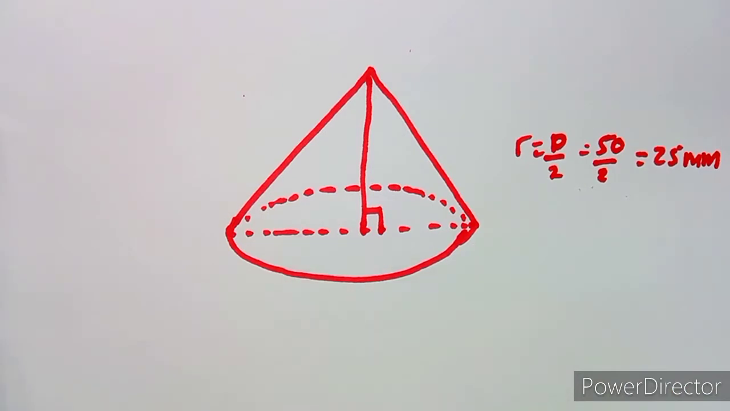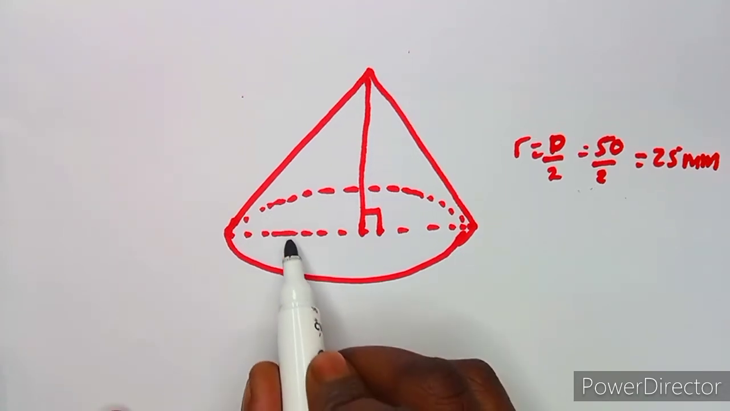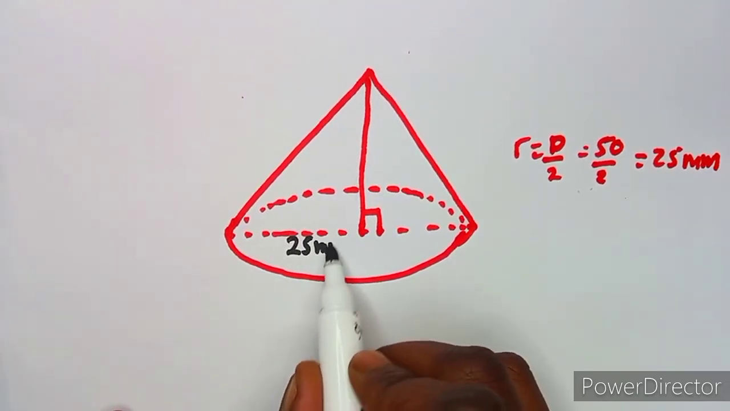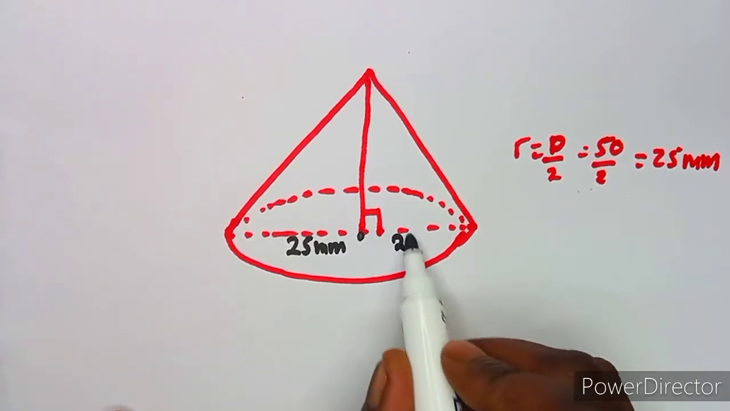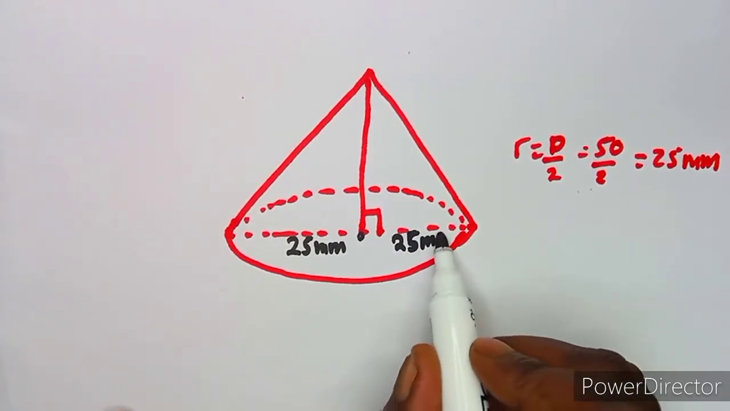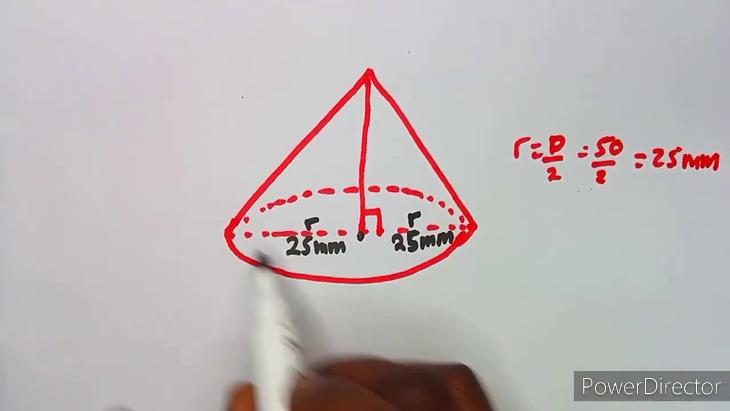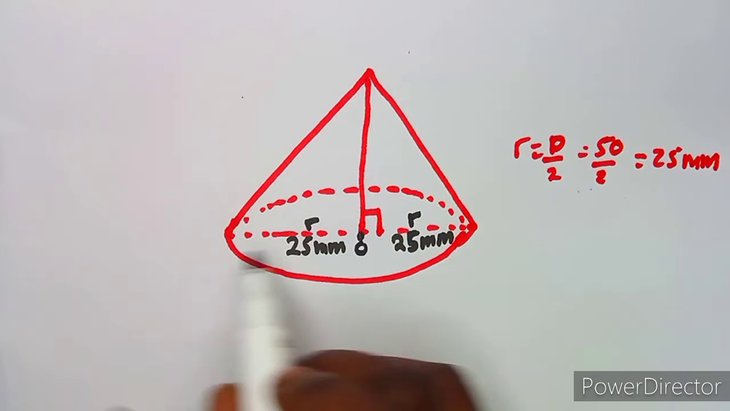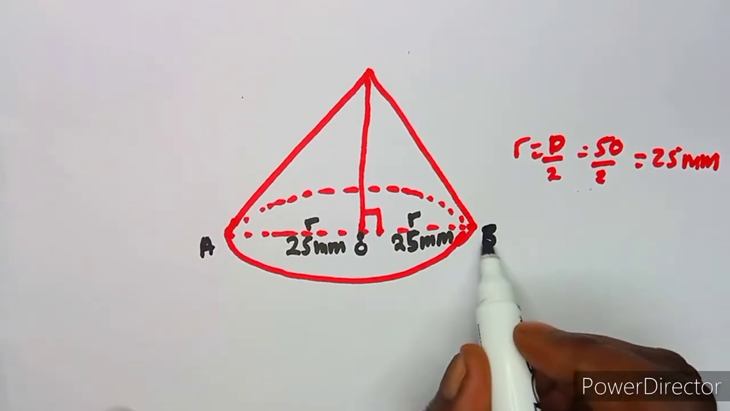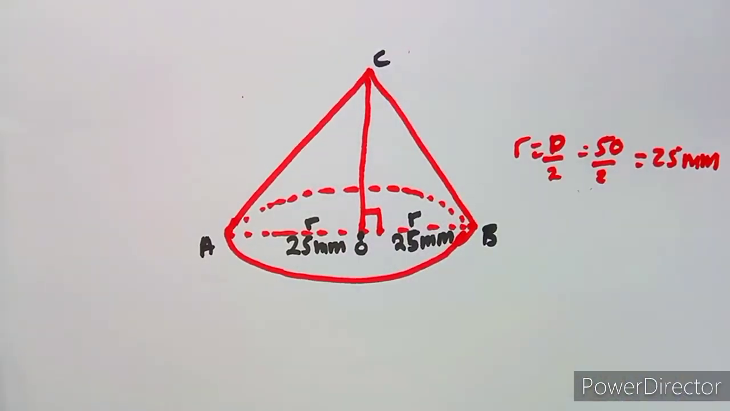So this will be 25 millimeters. All right, let's just put it this way. This will be 25 millimeters here, and this will be 25 millimeters here. All right, so that's our radius. That's what we have. So let's just say O, A, B, C. Let's just name our points, but this is not important at all.